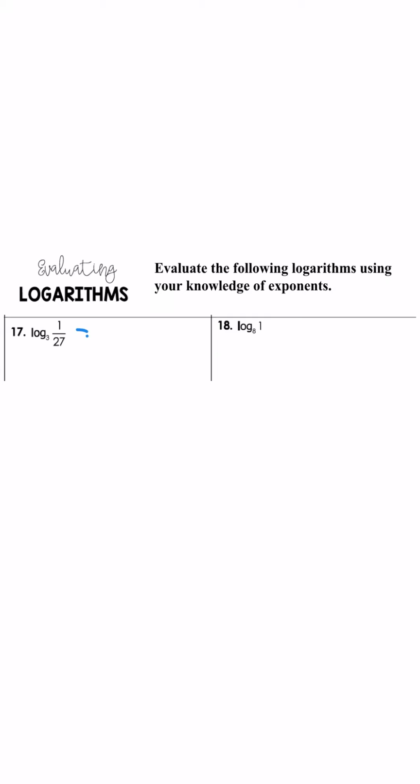So here, if I put equals x, so 3 to the x power equals 1 over 27.